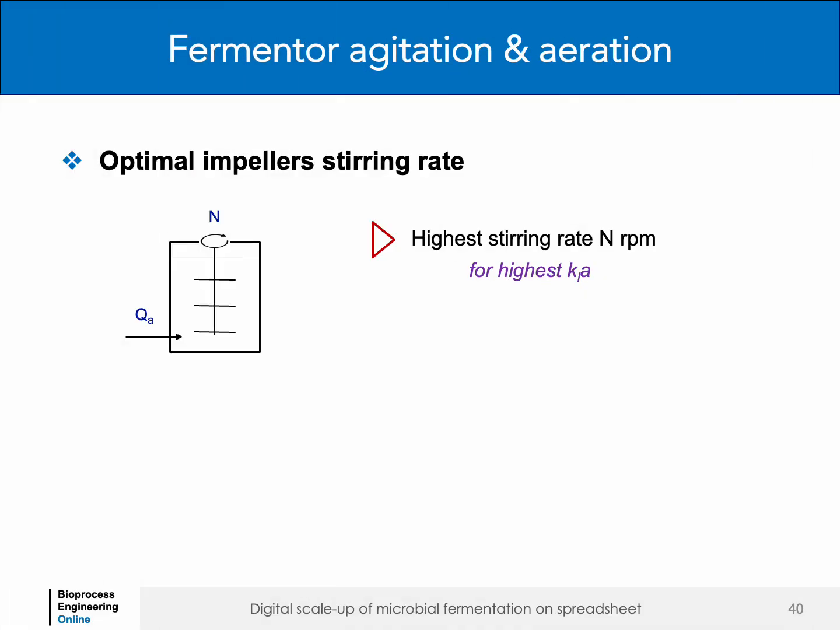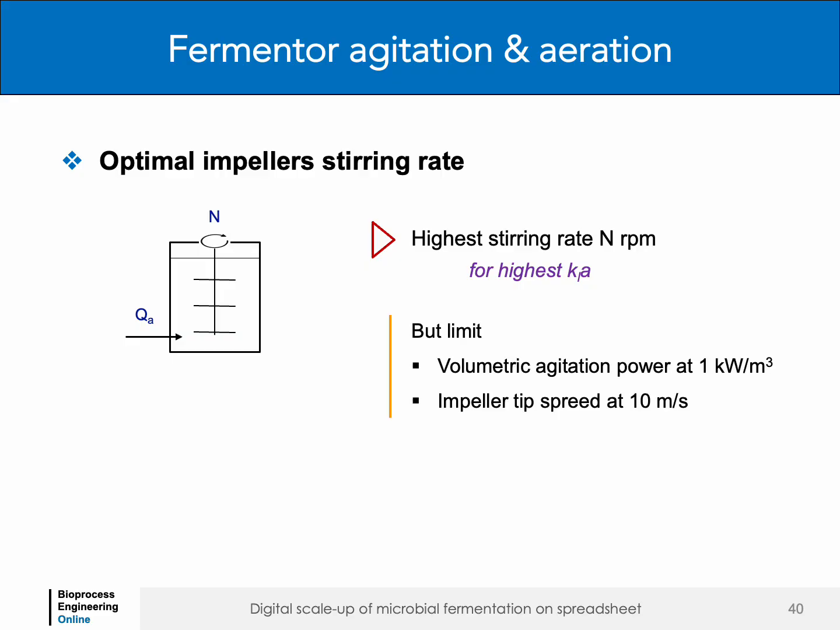For industrial fermenter agitation, the highest possible impeller stirring rate N is generally preferred in order to maximize the oxygen transfer coefficient KLA and, consequently, the attainable biomass concentration. However, in large-scale fermenters, the rotation speed is limited to avoid exceeding a volumetric agitation power of approximately 1 kilowatt per cubic meter and an impeller tip speed of approximately 10 meters per second for the 100 cubic meter industrial fermenter considered here. The impeller rotation speed is therefore set at approximately 60 revolutions per minute.